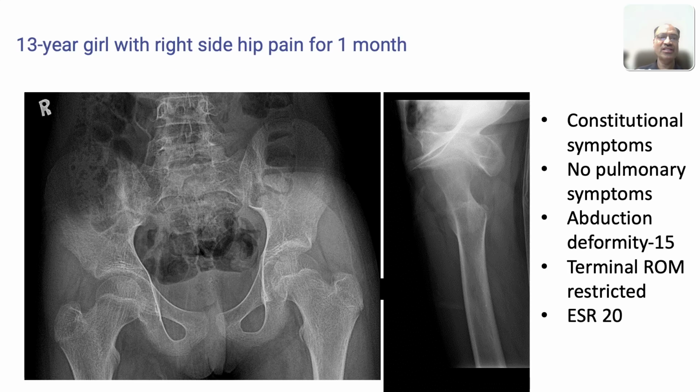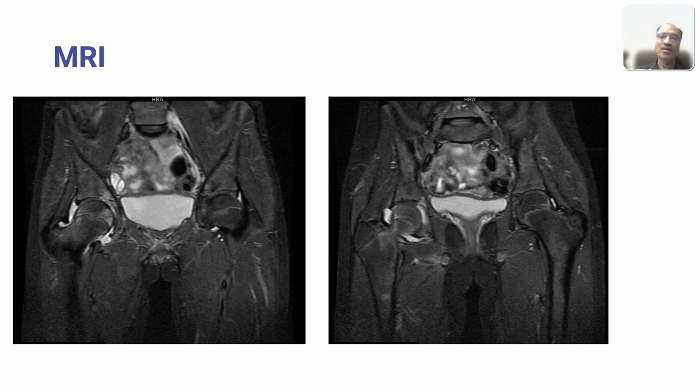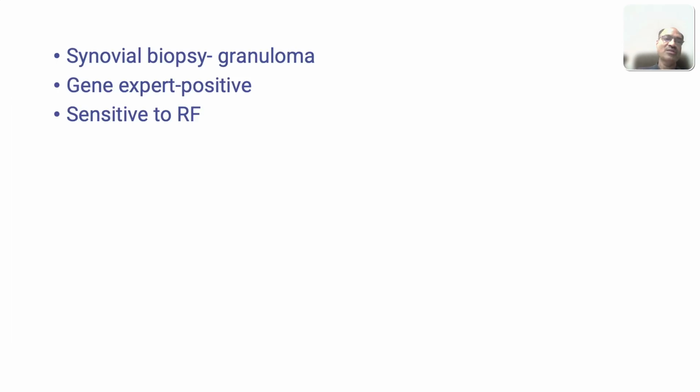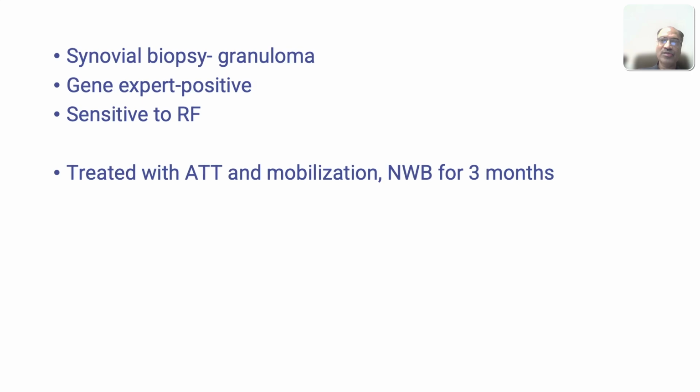This is a 13-year-old girl presenting with synovitis. Next slide. MRI showed the synovitis, but the ESR and CRP were higher. The child was treated with aspiration and GeneXpert was positive. Next slide. The child was treated with traction and mobilization. Next slide. She was treated with anti-tuberculosis drugs and non-weight bearing for 3 months.